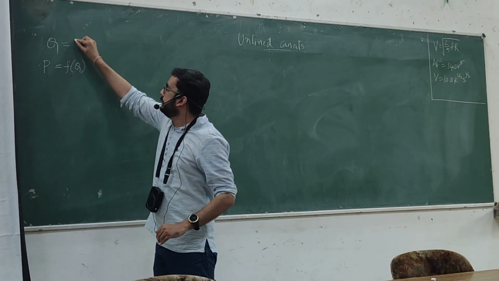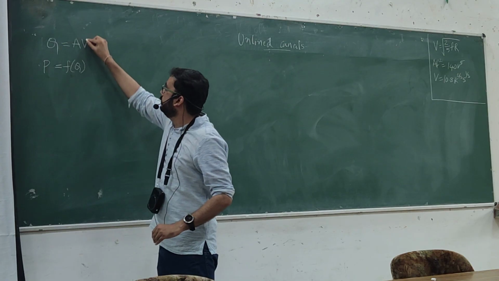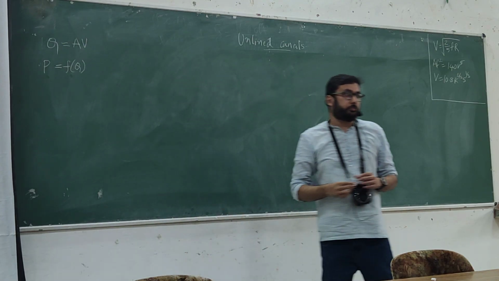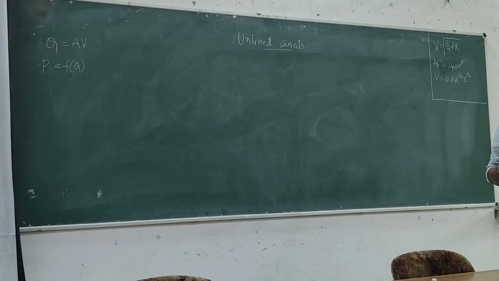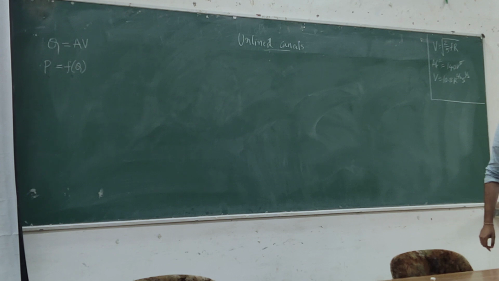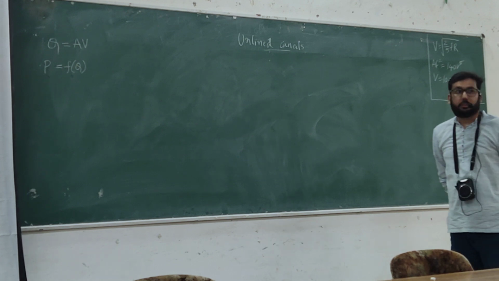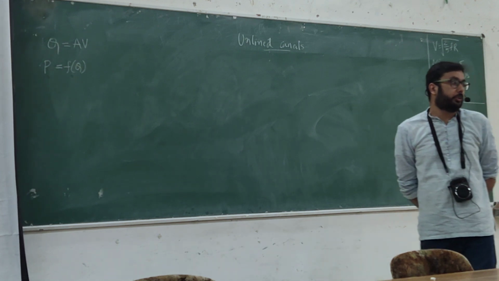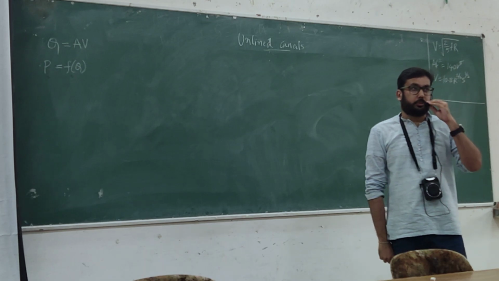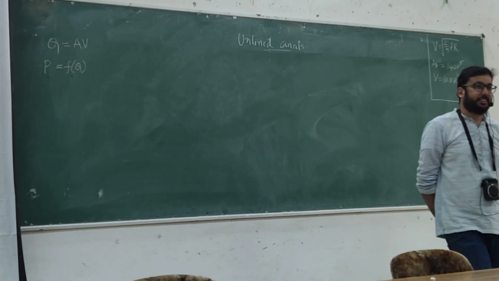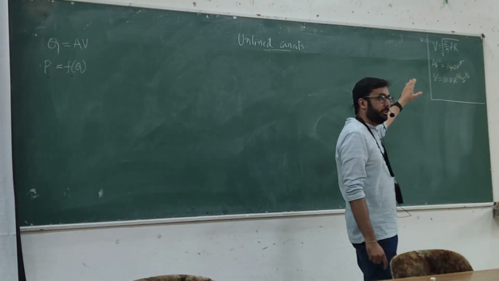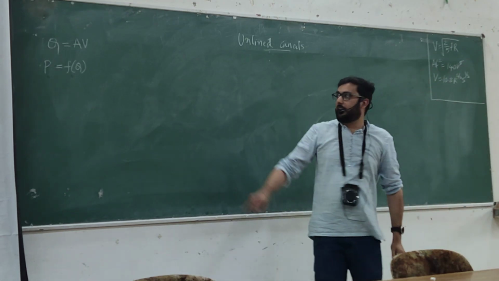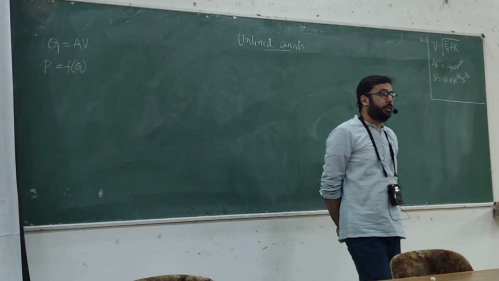So Q is AV. If you use Q equals AV, and P we have to get as a function of Q. So who wants to do it? Use these three equations to rearrange the terms and then arrive at P and Q.